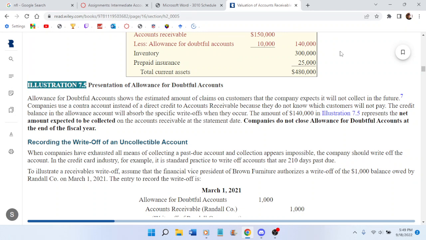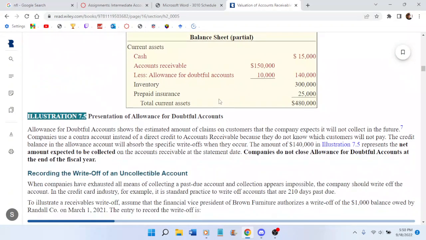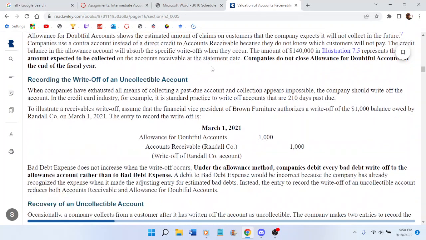They use a contra account instead of directly crediting accounts receivable, because they do not know which customers will not pay. The credit balance in the allowance account will absorb the specific write-offs when they occur. They do not close allowance for doubtful accounts at the end of the fiscal year because it's on the balance sheet. Recording the write-off.